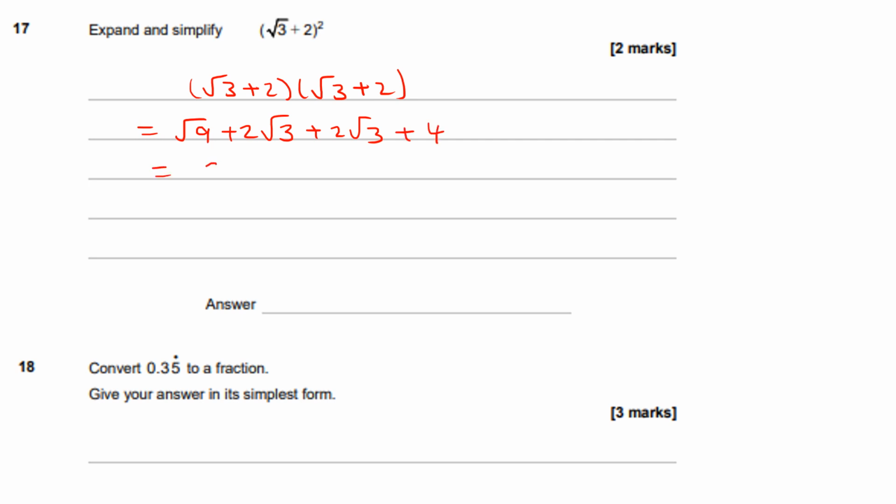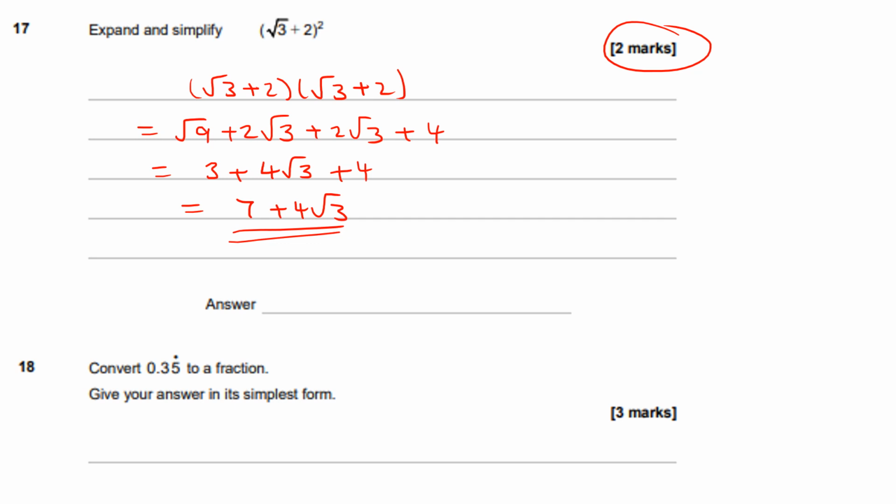Root 9 is going to be 3. 2 root 3 plus 2 root 3, it's like collecting like terms. It's going to be 4 lots of root 3 we've got now, and then plus the 4. In the end, 3 plus 4 is going to give you 7 plus 4 root 3. Okay, and that's going to be your final answer.